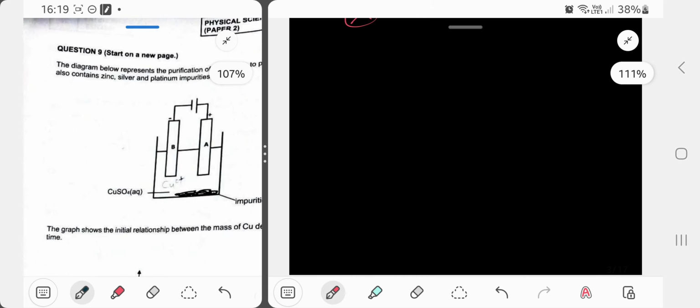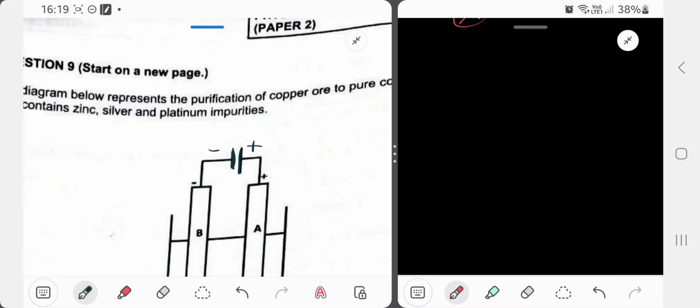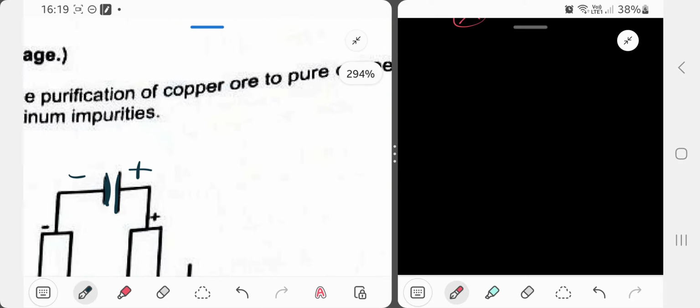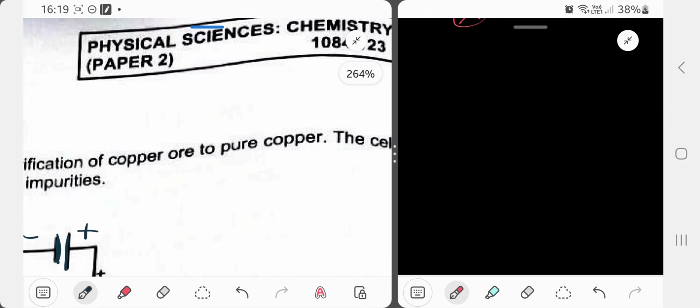So now we can see something here. We see that this is a power supply, right? We see it by the negative and the positive terminal that we have here. And obviously the longer side is the positive and the shorter side is the negative, right? So before we even get to answering the question, let's see what's happening there. Okay. So they say the diagram below represents purification of copper, or to pure copper, right? So this is called purification process, I think, of copper, right?